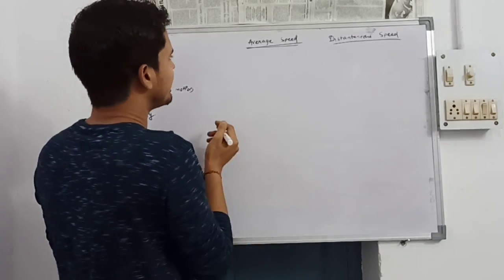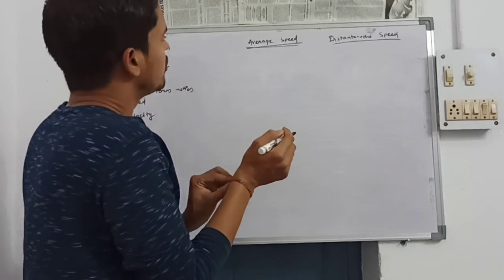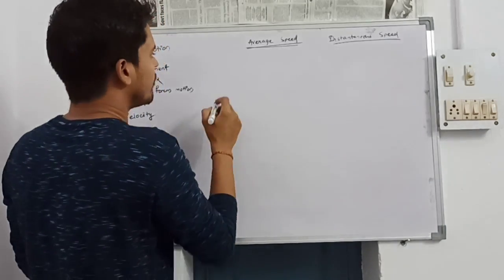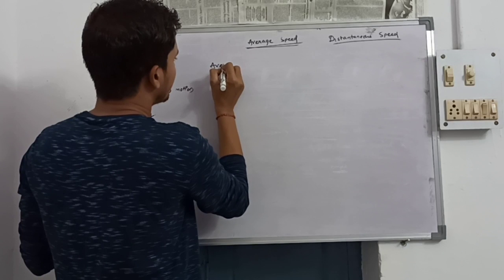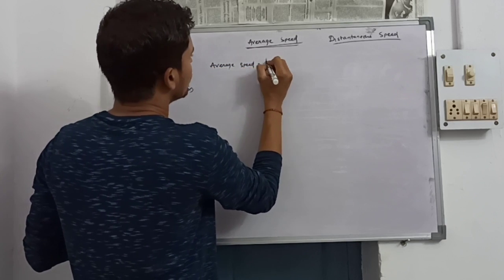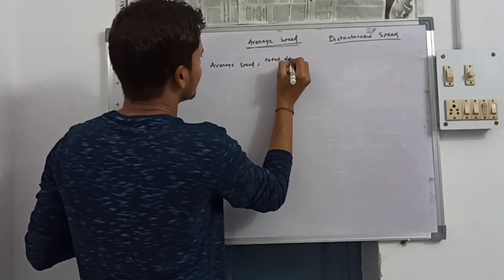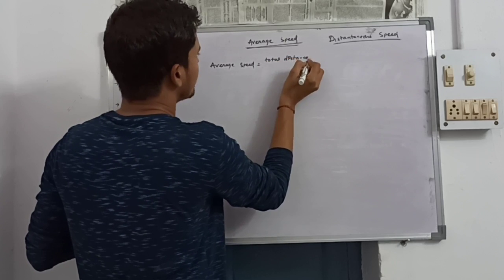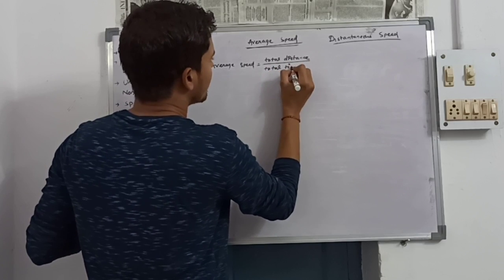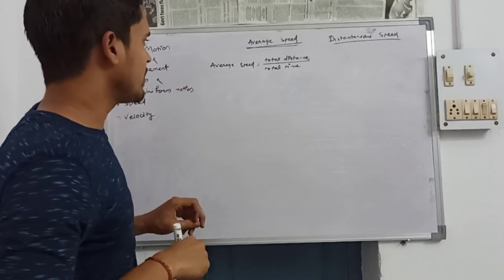So average speed is basically, if you take the definition, the total distance covered for total time taken. Average speed is equal to total distance by total time. Remember, this is very important.